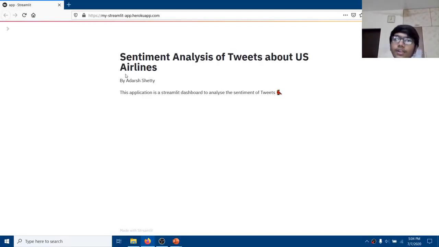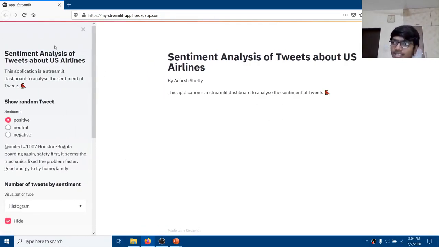So here is our basic Heroku app that was developed. Here is the basic interface: sentiment analysis of tweets about US airlines. This application is a Streamlit dashboard to analyze the sentiment of the tweets. And here you can see the main interface is the sidebar.